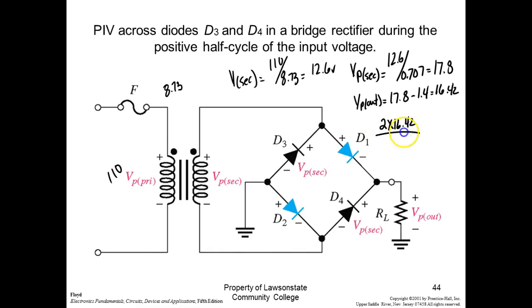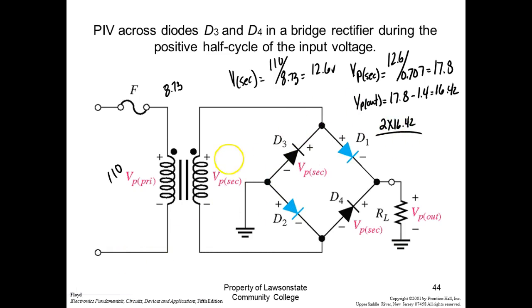Then I'm going to take 2 times 16.42. It's a full wave, right? And I'm going to divide that by pi. Yeah, this is full wave. Half wave is V peak over pi. Full wave is 2 V peak over pi. That's where the 2 comes from.